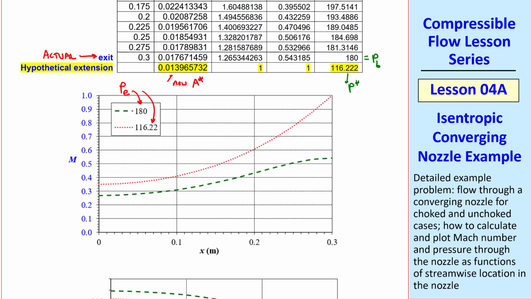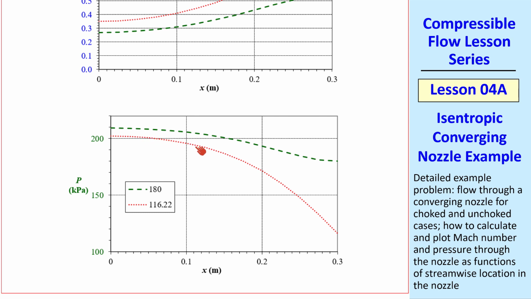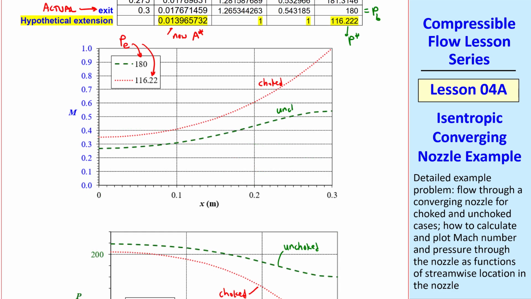My legend shows the value of the exit pressure. The 116.222 is the red curve that we saw previously, starting from 0.35 and going to 1. This dashed green curve is for the higher back pressure, which is also equal to the exit pressure. The Mach number turns out to be lower at the inlet and reaches only 0.543 at the actual exit plane. Similarly for pressure, the red curve is the choked case, and this green curve is the unchoked case. And I'll also label the ones on this plot.